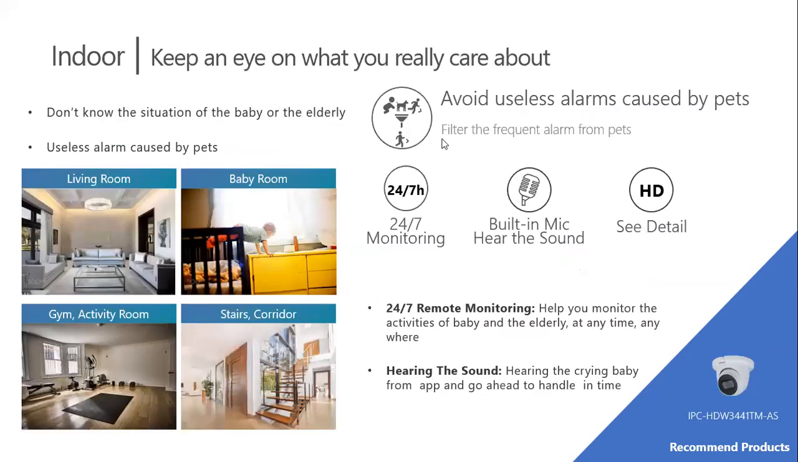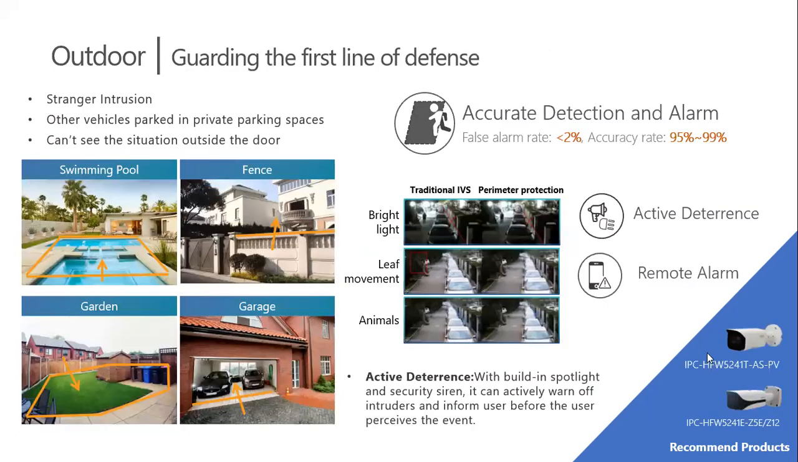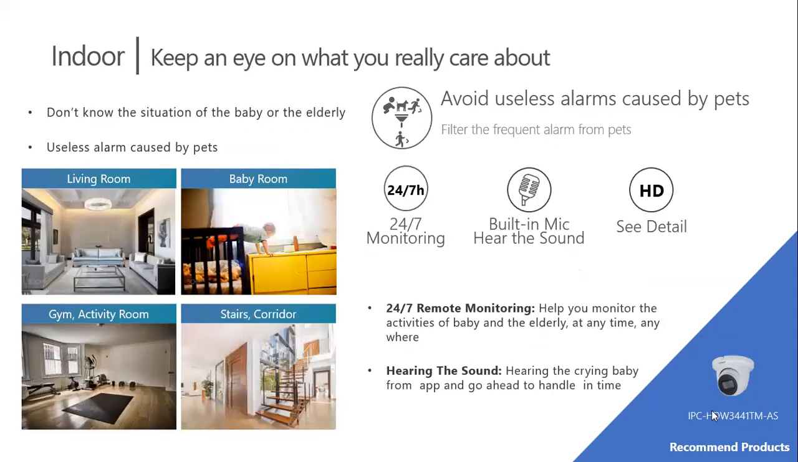From the indoor side, you get to monitor everything. We have three kinds of camera series. If you're going to purchase cameras for the outdoor case, look for cameras whose model numbers start with the number 5. Then for the indoor side, look for cameras that start with the number 3.